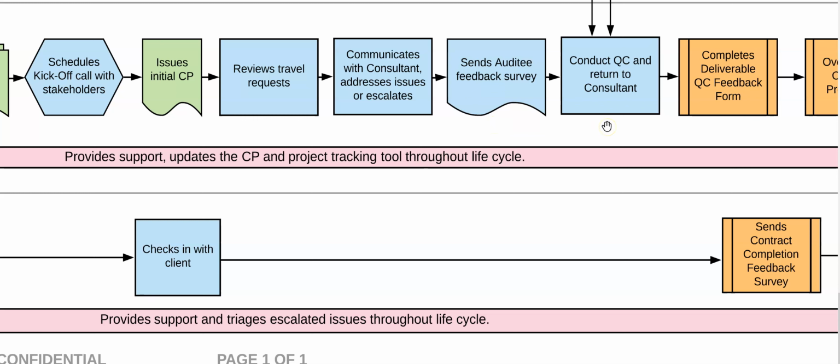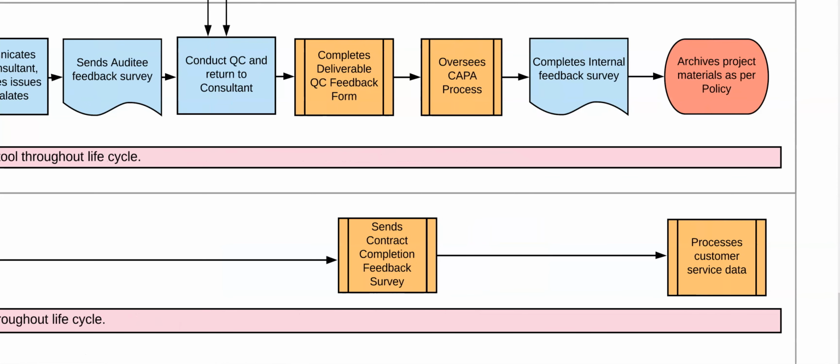The project manager or a designated QC reviewer will QC the deliverables and return it to the resource. Next, the project manager or designated QC reviewer will complete a QC feedback form. If contracted, the project manager would oversee the CAPA process throughout the project. This would include working with the resource and client in ensuring any CAPAs or action plans have been followed, approved, and agreed upon. The project manager will complete an internal survey following the audit.